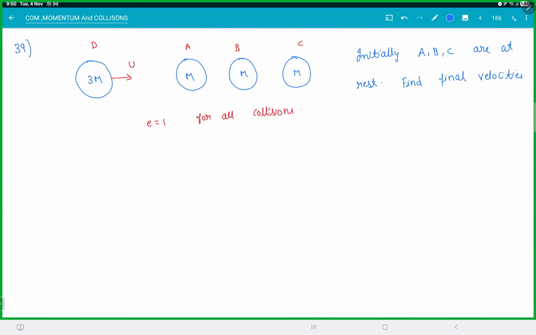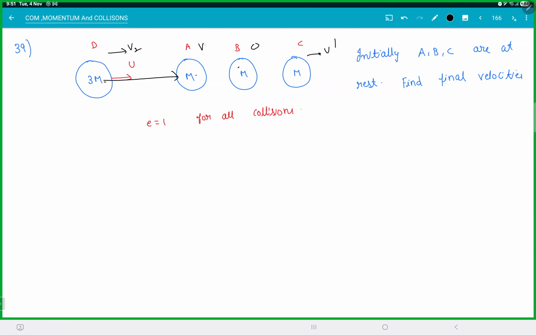Let me tell you one thing. Listen, everyone. First, D will come and hit A. So what will happen? A will start going with some velocity v dash. Agreed? Because A and B have the same mass, A will hit B. A will come to rest, and B will go with v dash. Then B will hit C, B will come to rest, and C will go with v dash. Agreed? But remember, D is still traveling. D does not come to rest. So what will D do? D will come and hit A again.